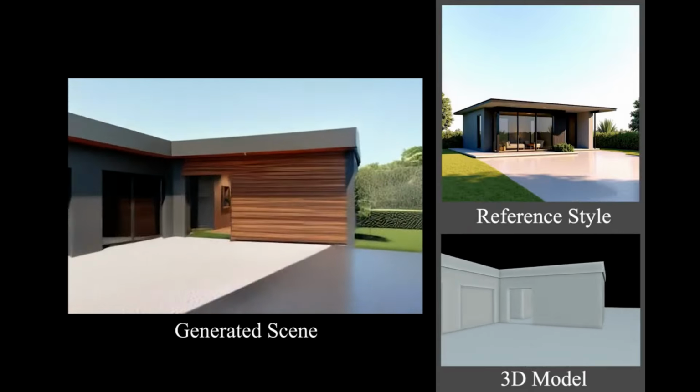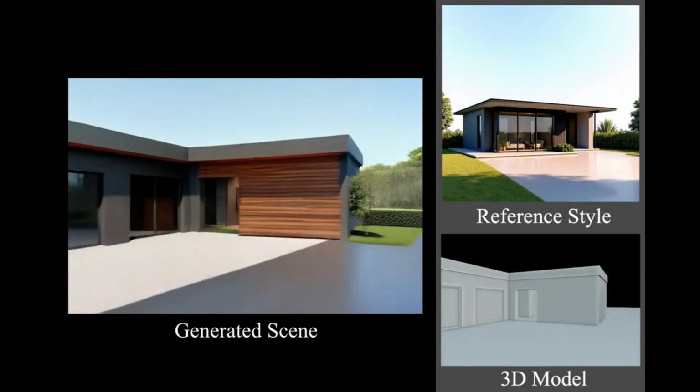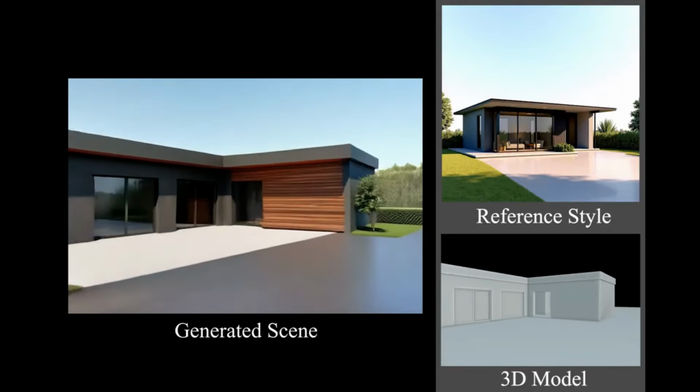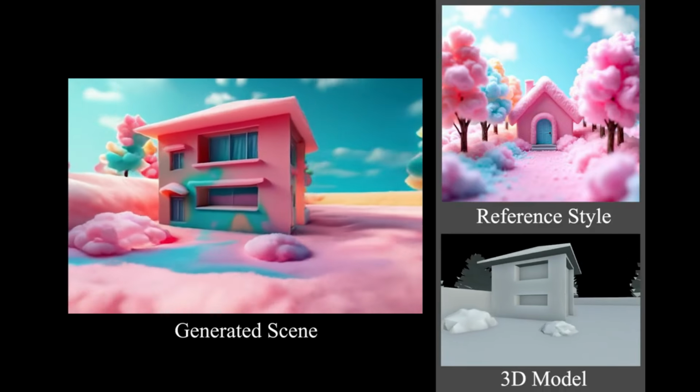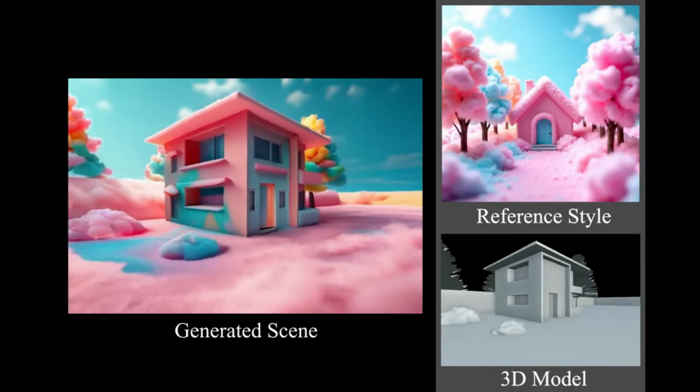And another one, this time a modern house exterior. The camera pans around and the lighting and shadows look absolutely perfect. It can get very creative. Check out this non-photorealistic style. A simple 3D house and a colorful cotton candy-like reference image create a completely whimsical world.